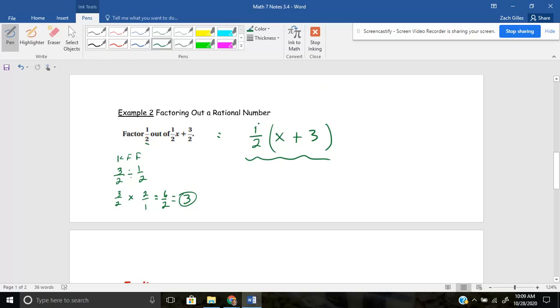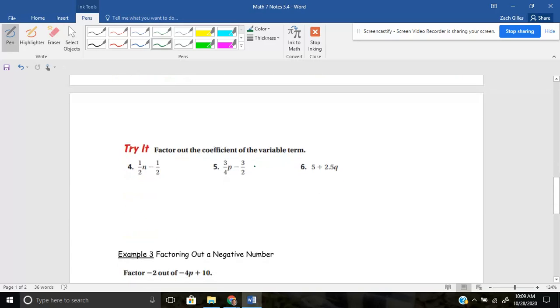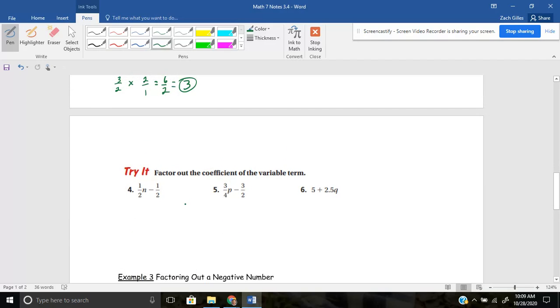Let's check that. If I were to redistribute that half, 1/2 times x is 1/2 x, and 1/2 times 3 over 1 is 3 over 2, just exactly what we started with. Okay, so again, when I factor out a half, I divide by a half for each of these terms. Why don't you go ahead and try 4, 5, and 6 with these other fraction problems. Go ahead and pause the video now.